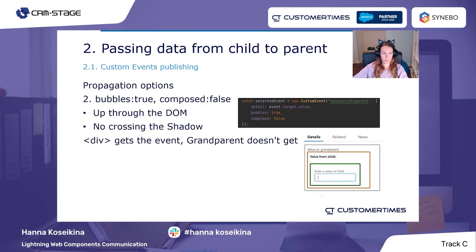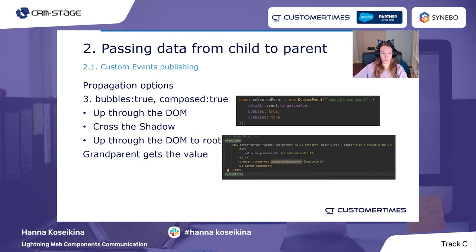Next option, if we set bubbles to true and composed to false, this will mean that the event will propagate in the same DOM, but it will not cross the shadow. So if my child component is again in some div in the parent component, then this div will get the event, and we can call some handler there and set a value to one more property on the parent and show it. But the grandparent doesn't have this value.